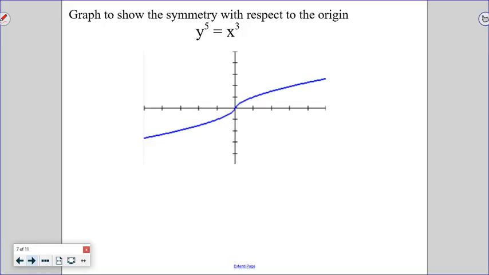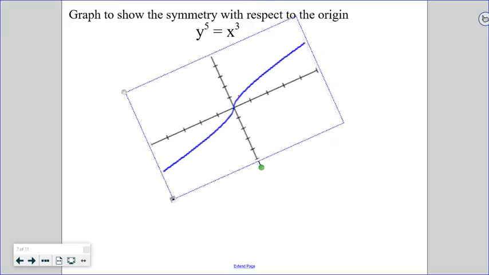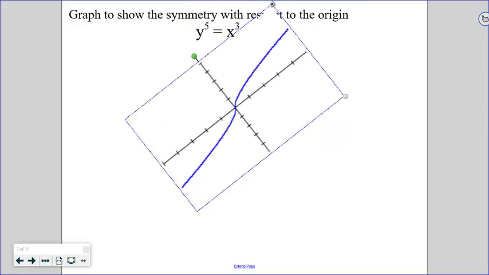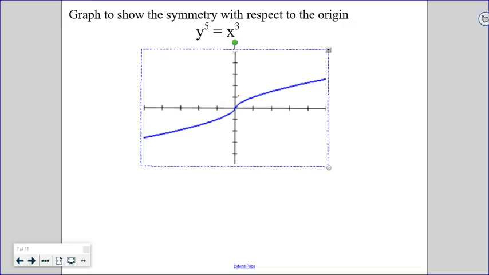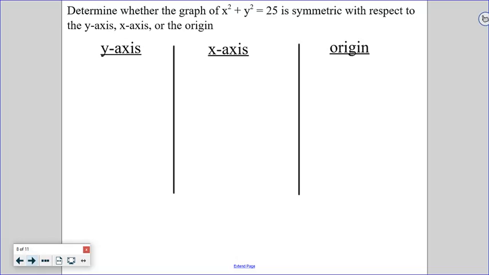Okay, can you see how if I were to flip that over our y-axis, this is not matching up with anything? If I were to flip that over the x-axis, it's not matching up with anything. But if I were to take this picture and spin it 180 degrees, doesn't it look like it did when we first flipped to this page, right? That's the same picture you were just looking at. So that's what the symmetry about the origin says, is if I can spin it 180 degrees, I get the same picture. Okay?